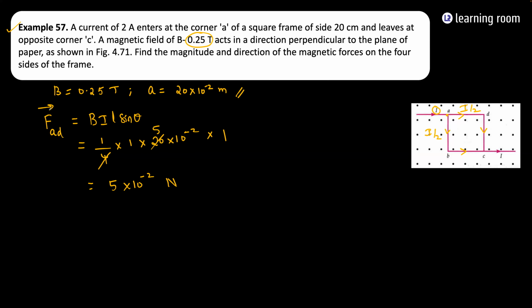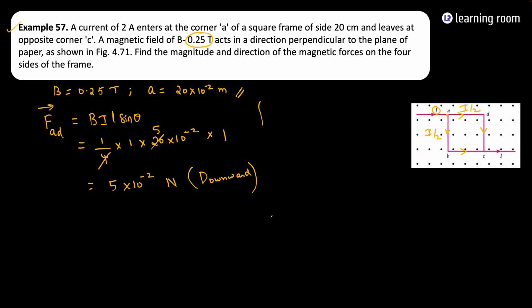You can use the right hand thumb rule. Curl the fingers of your right hand from the direction of current towards the magnetic field. I into L vector cross B vector, that will be downward. Both will give you the same answer. So whichever is convenient for you, you can use it. Okay. So the force is going to be downward. Clear?